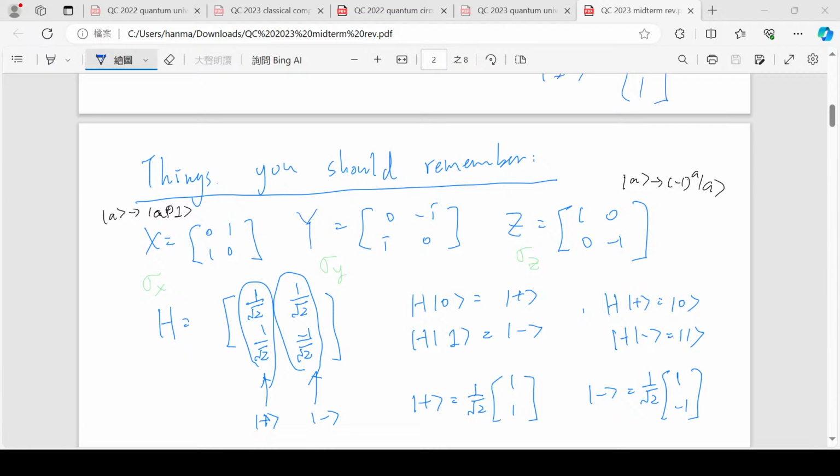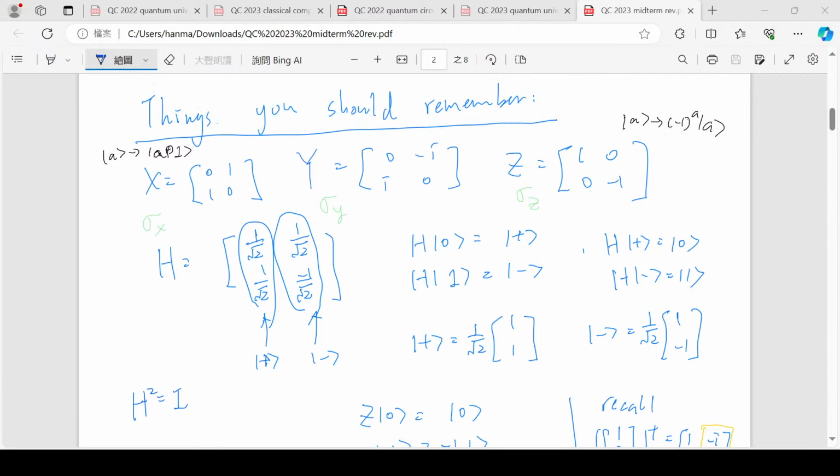We also like to think about what they do on computational basis states, because this is useful when we do circuit calculations. Here we see we like X and Z more, because we think of Y as a product of X and Z. X on a computational basis state a becomes a plus 1, where the plus means mod 2. And Z on a computational basis state a becomes (-1)^a. Okay, so those are the Pauli X, Y, Z.